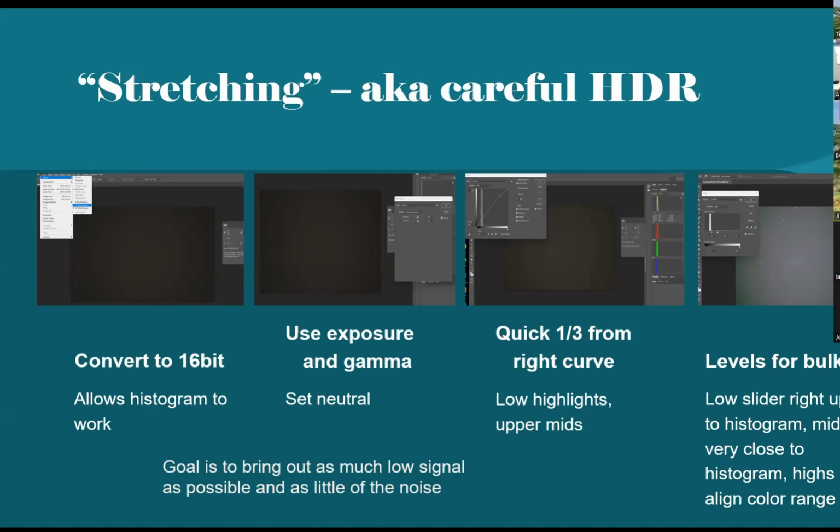In the levels tool, what you want to do is take the low slider on the left-hand side and drag that right up to the bottom of the histogram. And then on the right-hand side, you want to play with the mids and highs and dragging those down closer to the histogram. And this is all a tug of war between the object that you're trying to pull out and the background light pollution noise and the stars. So essentially, you're just squeezing and squeezing and squeezing that data to bring out as much of the low signal as possible and as little of the high signal as possible.